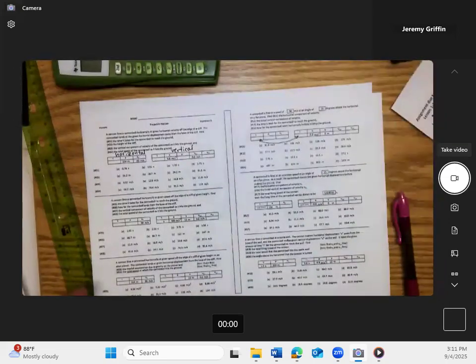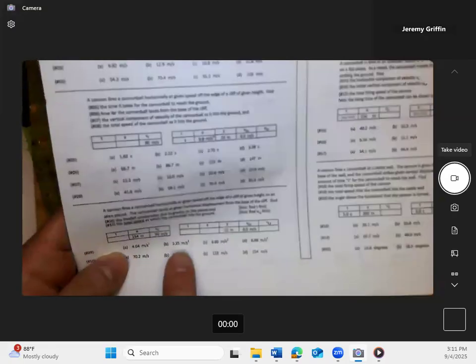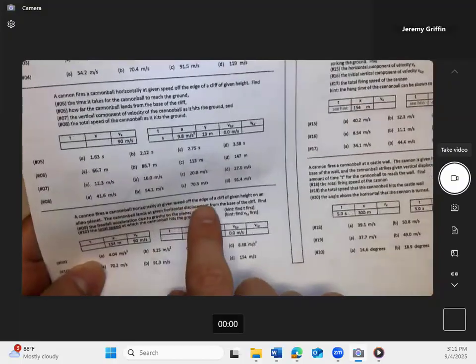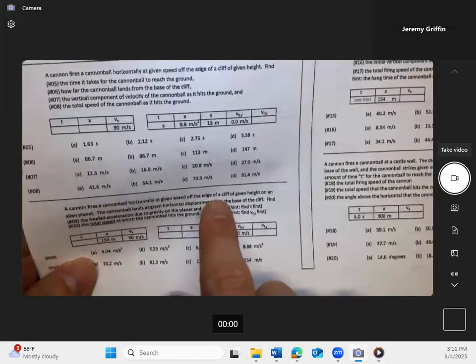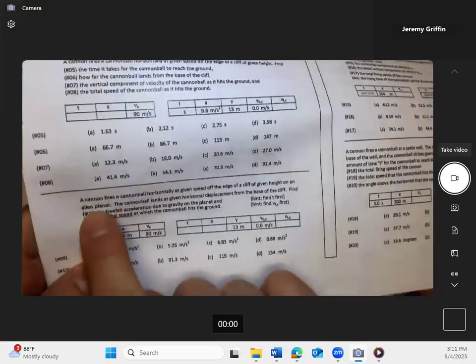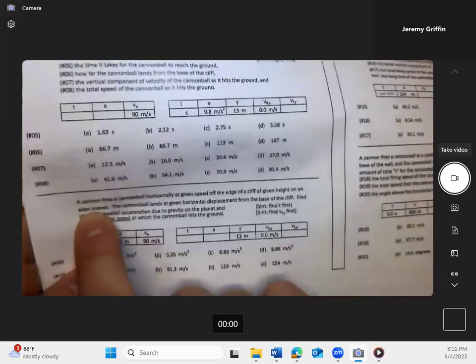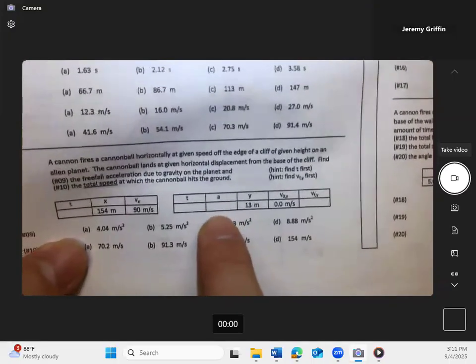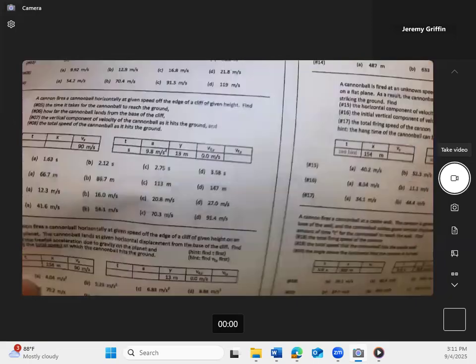Here's a fun detail. Look at this bottom one on the left. A cannon fires a cannonball horizontally, given speed, off the edge of a cliff. So we know the blast speed, and the cliff is of given height, so we know the cliff height. On an alien planet, if you're on an alien planet, you might not immediately know the gravity field. In fact, I did not give you the gravity field. You see, acceleration is left blank. That one's kind of fun.